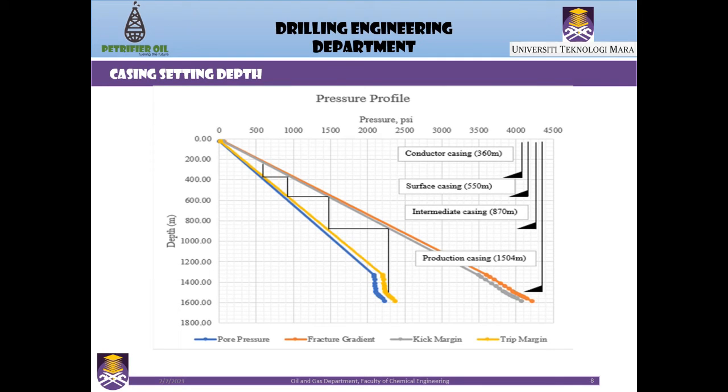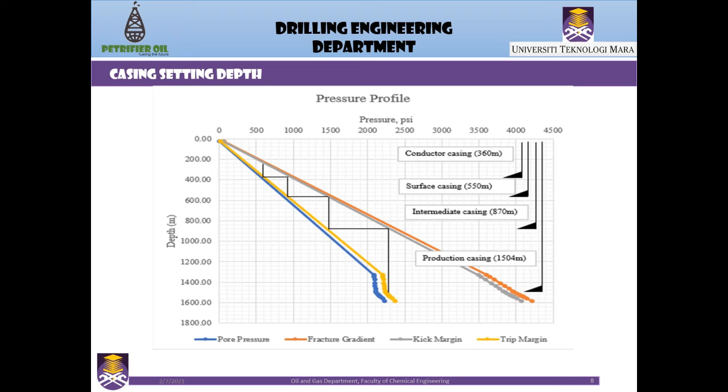So the graph here shows the pressure profile. Pressure in PSI is plotted against depth in meter. There are four sets of data being plotted, which are pore pressure, fracture gradient, kick margin, and trip margin.